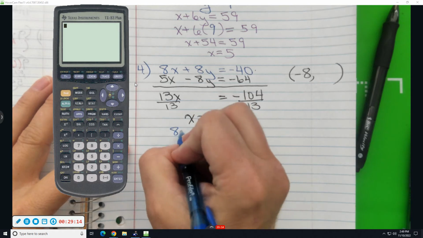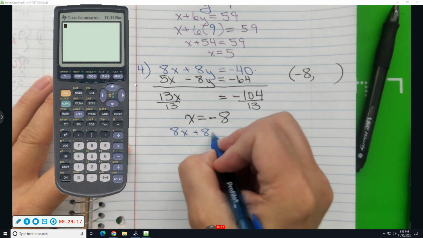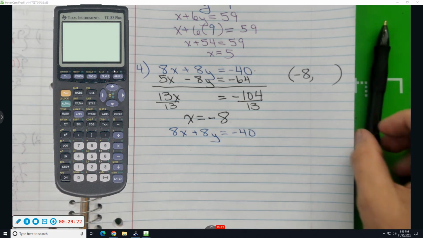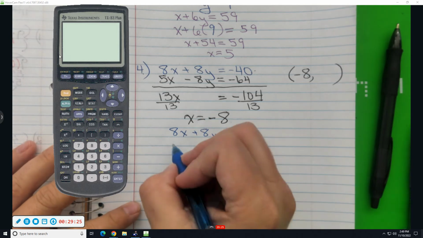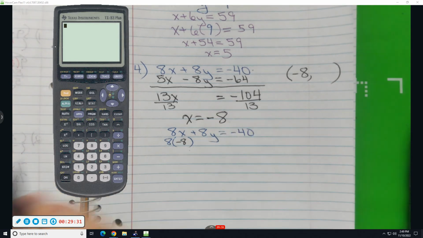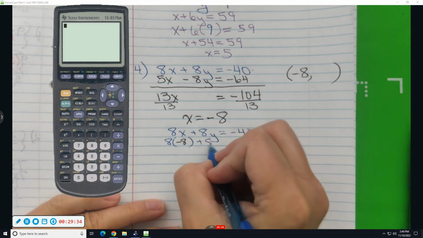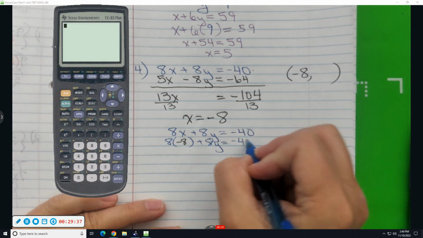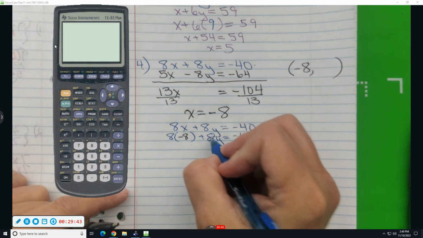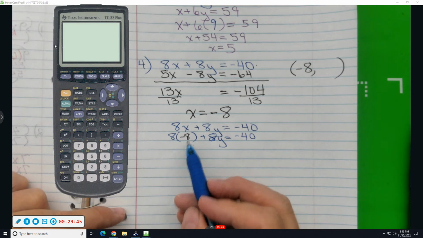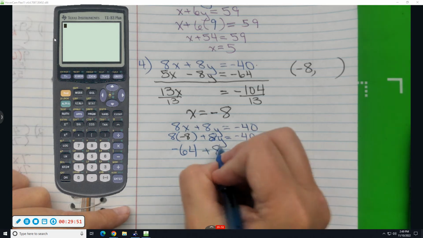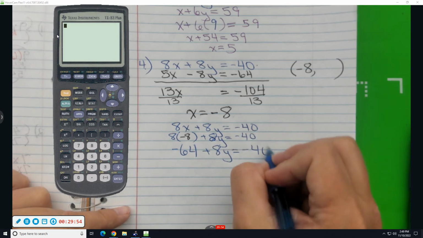But realize as long as your algebra is correct, you'll still get the correct answer regardless which one you plug into. So we're plugging in negative 8 for x. So we have 8 times negative 8 plus 8y equals a negative 40. That's an 8. It's hard to tell that that's an 8, isn't it? 8 times negative 8 is a negative 64 plus 8y equals a negative 40.